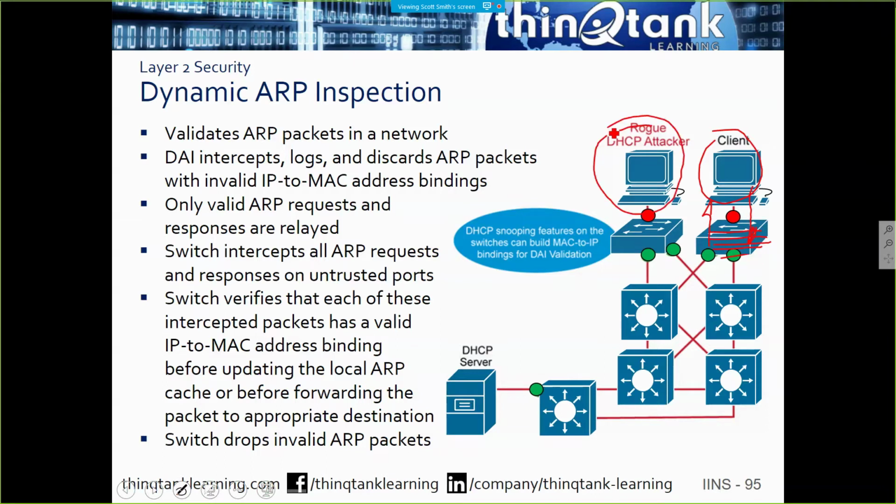So if the rogue device here sends in an ARP reply, and again, DHCP snooping would be running on this switch as well, the attacker sends in a poisoned ARP reply, the switch compares where the ARP came from, what port it came in on, what subnet it was on, and it says, you know what, you're not on the right subnet, you're not on the right port, you're not even the right MAC address. So I'm not going to allow that traffic to pass.